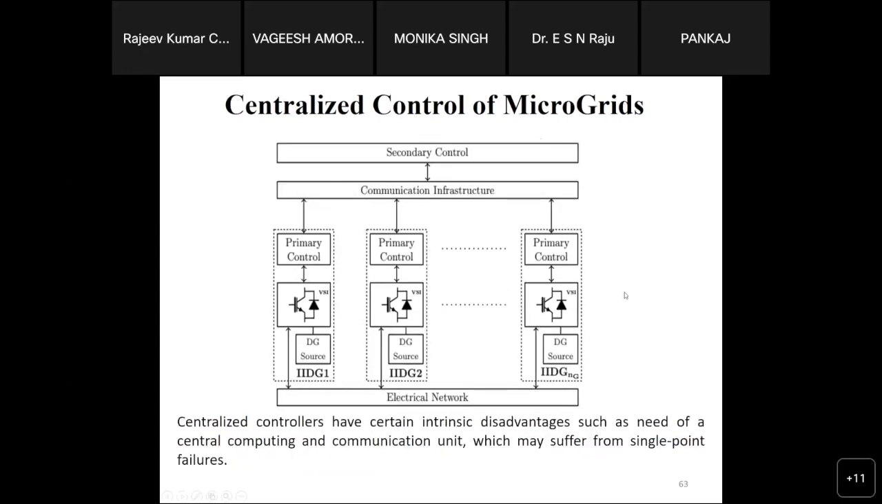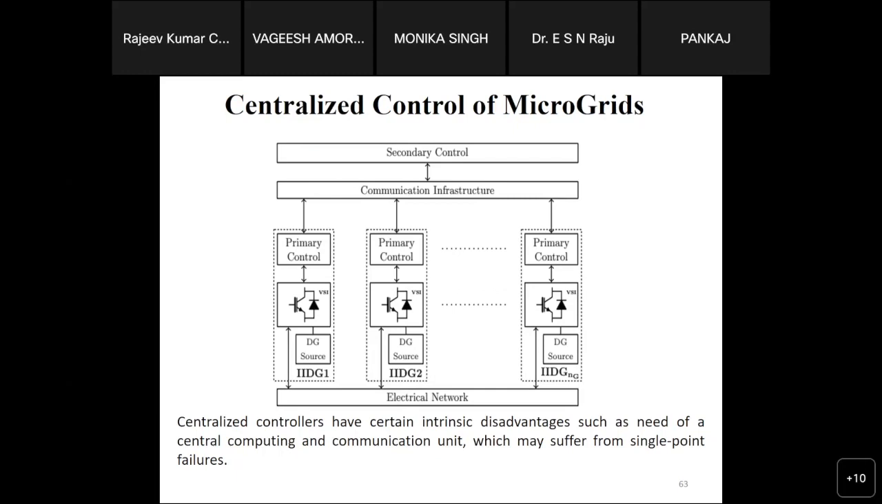So coming to the centralized control, we have the primary control of all the DC units, and there is one secondary level control. In between we have the communication infrastructure. This communication infrastructure will connect all the primary controls with the secondary control, so that they have coordination. However, if there is any failure of the communication infrastructure, then there is no communication between the secondary and the primary control. Because of this, it suffers from a single point failure. That means when the communication fails, there is no secondary control action from the secondary level control.